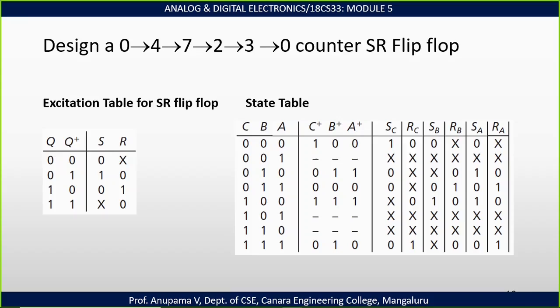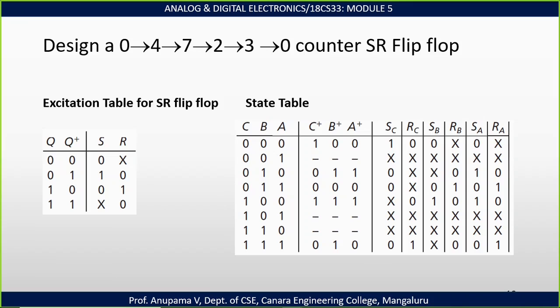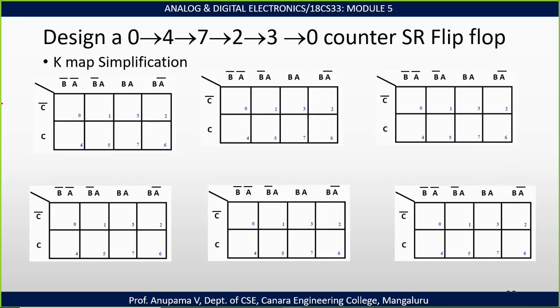After writing the state table, you have to plot the K map and get the expressions for SC, RC, SB, RB and SA, RA. So first we will simplify SC. The entry for SC is 1, X, 0, 0. Before that, how to plot the K map? There are three inputs C, B, A. So we have to draw a three variable K map, C along the row and B and A along the column. Then you have to number the K map entries 0, 1, 3, 2, 4, 5, 7, 6.